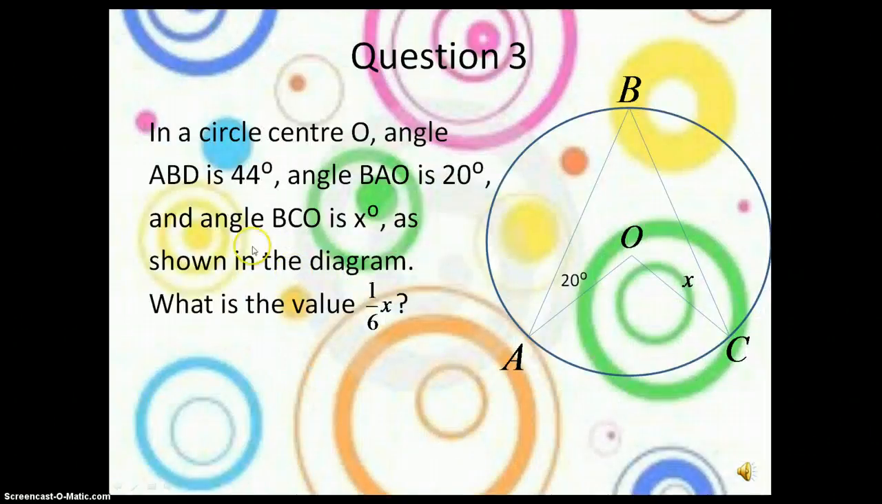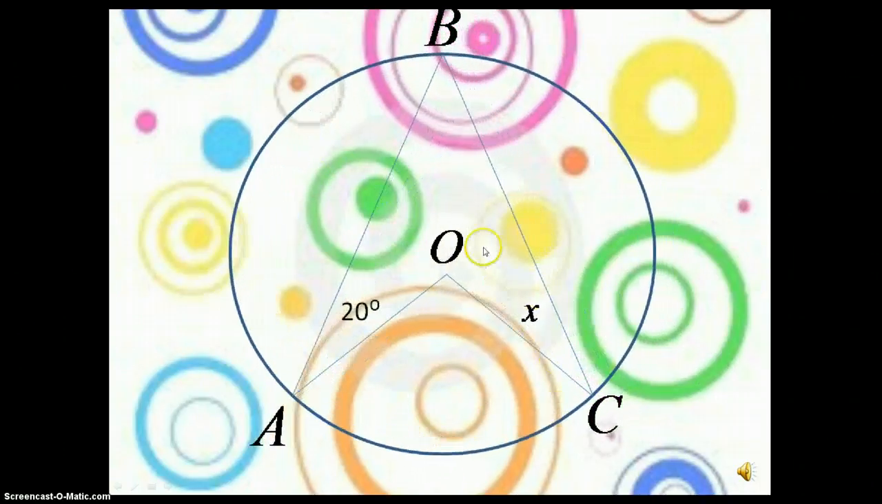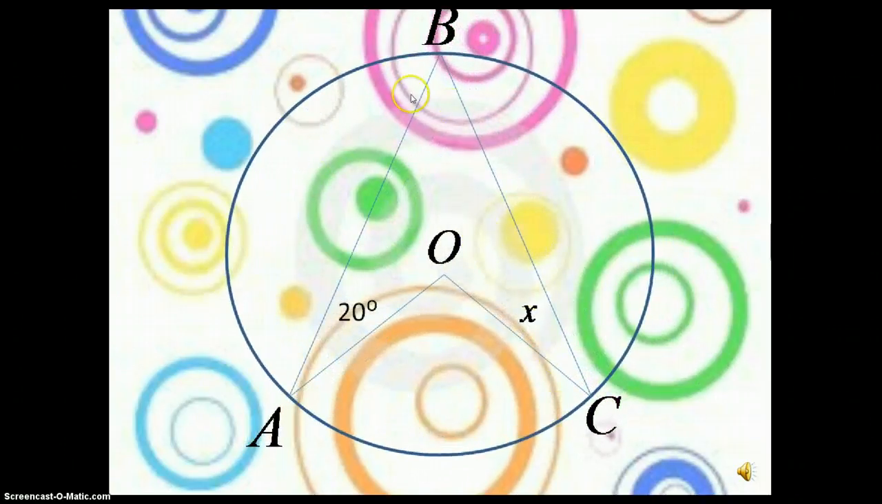Right, question 3. In a circle centre O, angle ABD is 44 degrees, angle BAO is 20 degrees, and angle BCO is x degrees, as shown in this diagram. What is the value 1/6 of x? Right, now if we drag the circle over, make it a bit bigger, we know that this angle up here is 44 degrees from the description, so we'll jot that in.